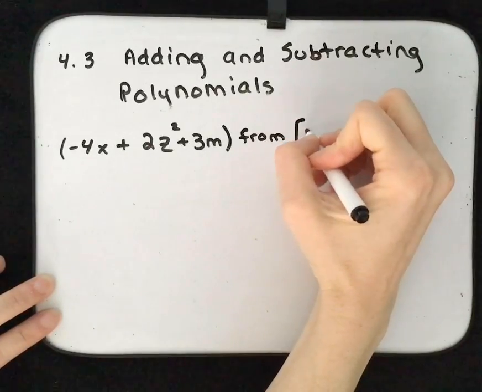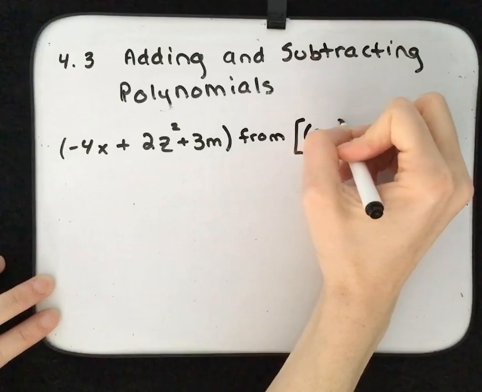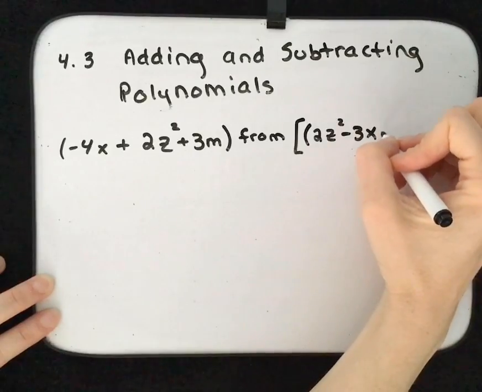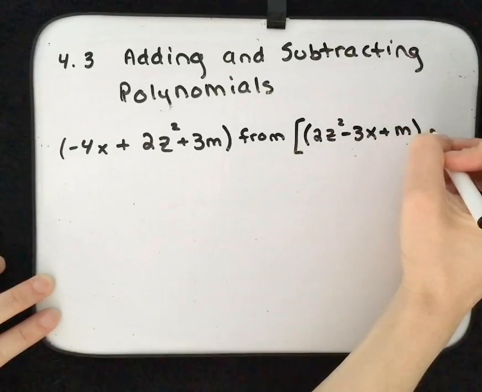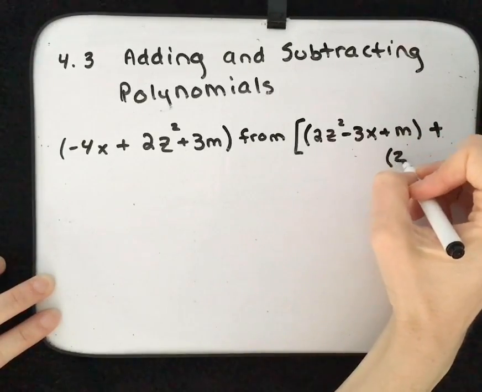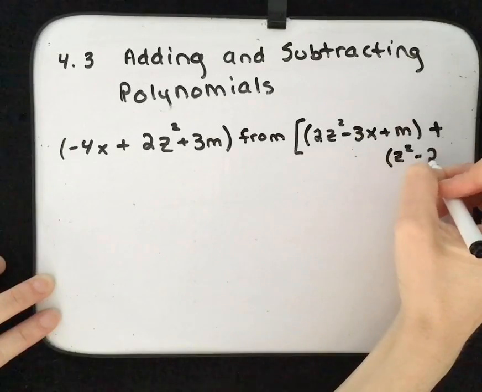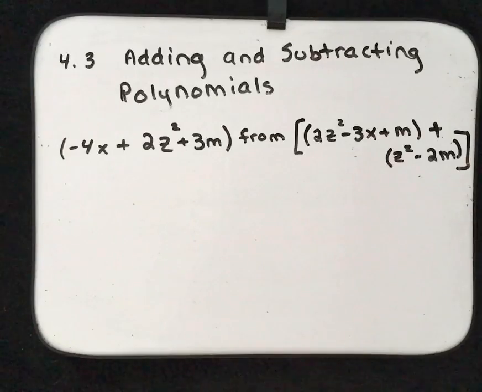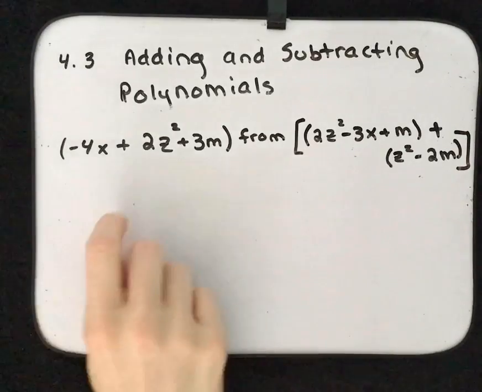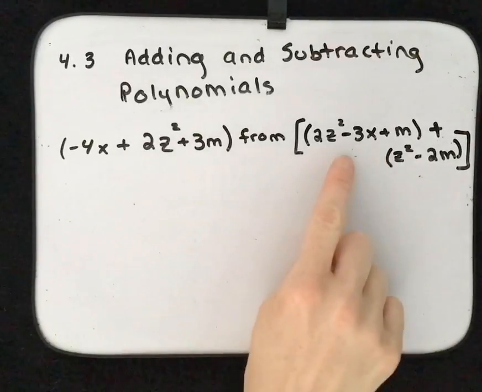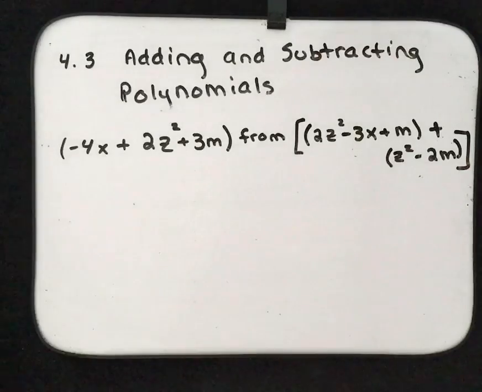This is a long one. All right, so we have a complicated one here. We need to solve this in two parts. It's asking us to subtract this from this. So before I can subtract this from this, I need to add these two together. So let's look at our common pieces and add these together first.